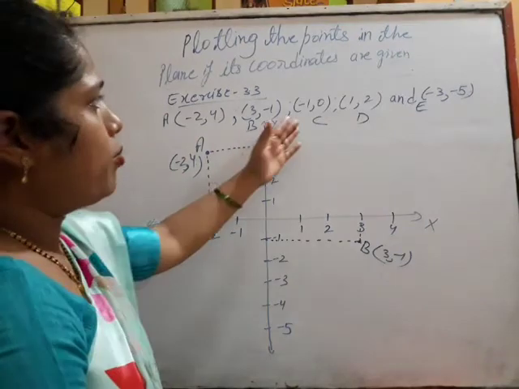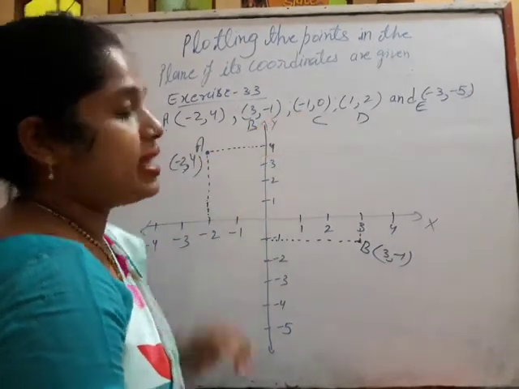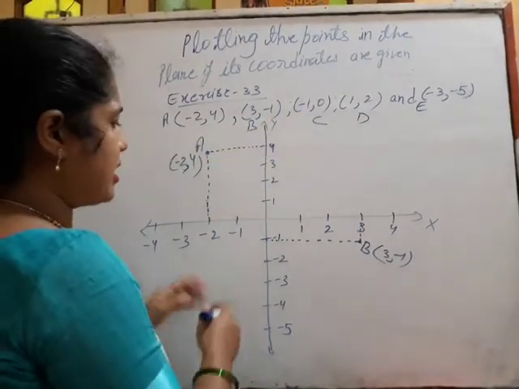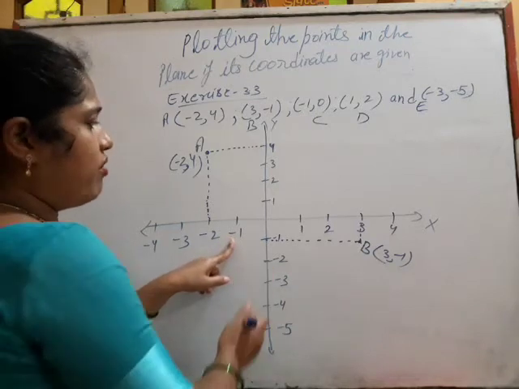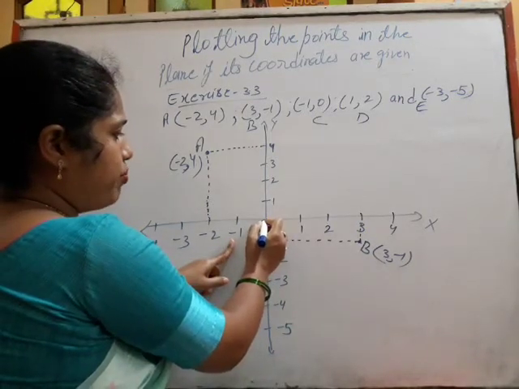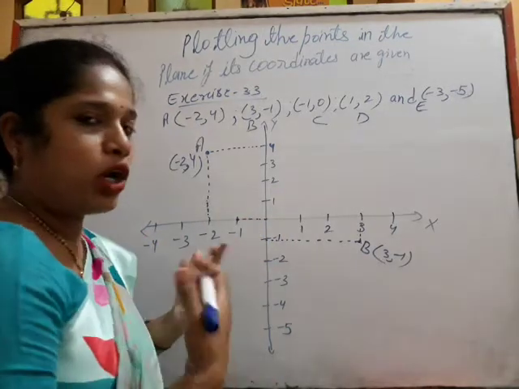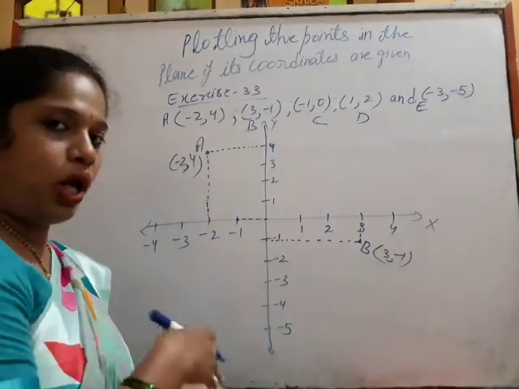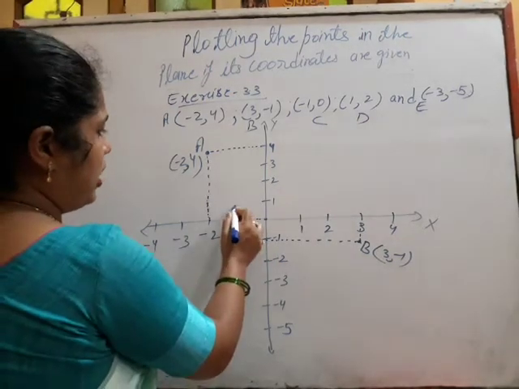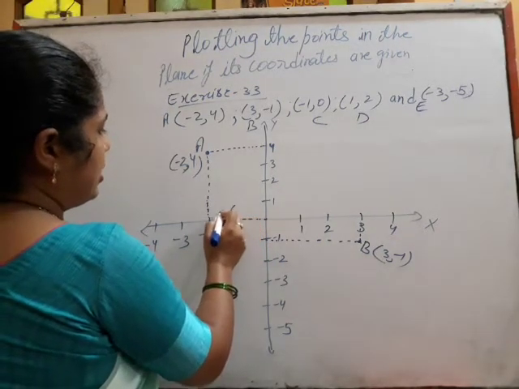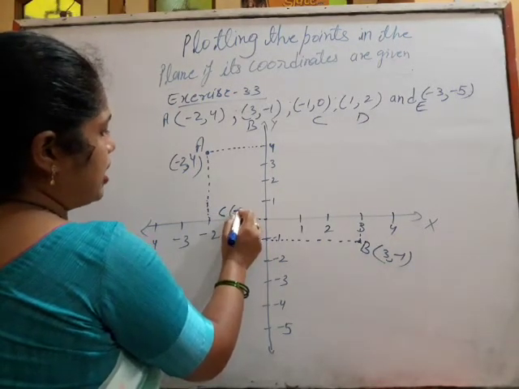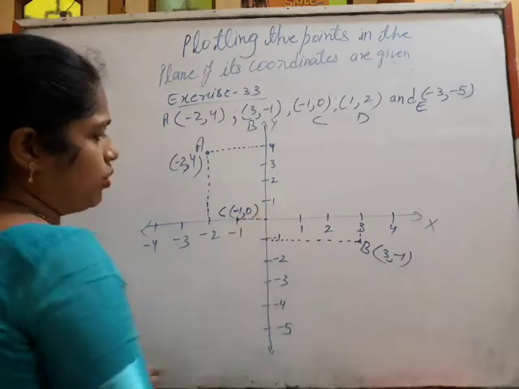Now point C, -1 and 0. Where is -1 on the x-axis? Here. Where is 0 on the y-axis? Here. So perpendicular from here to here, they will meet here. We need not draw the perpendiculars. It will be on the x-axis only. So this point is C, whose coordinates are -1, 0.